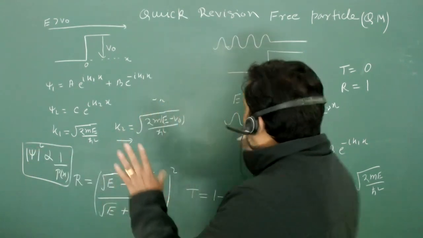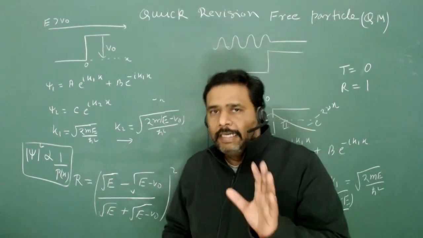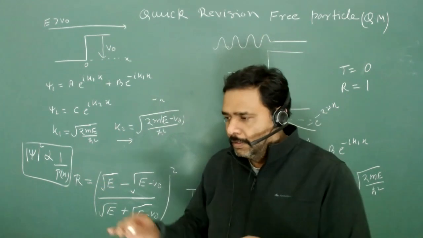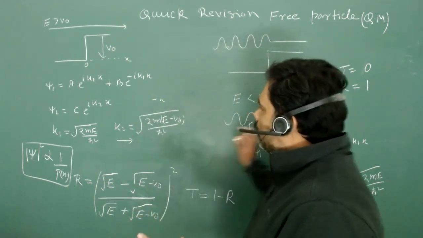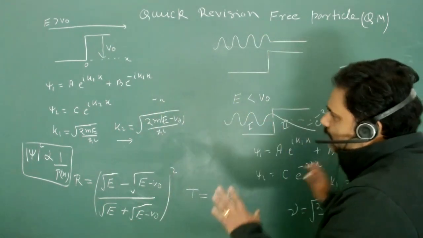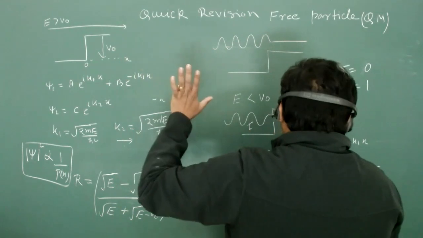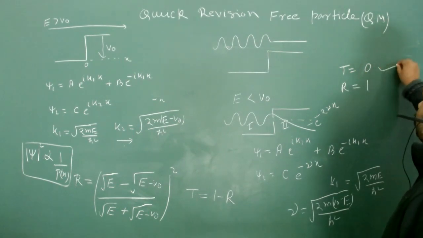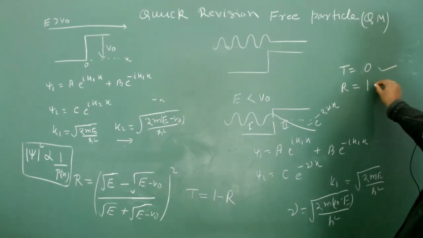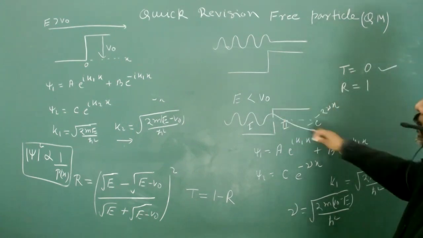So just focus on all this part, do the previous year questions based on this thing, and you will see that more or less questions are coming only from this particular concept. Yes, the reflection coefficient and transmission coefficient for E greater than V naught is very important. And for E less than V naught, you should remember the transmission coefficient is 0 and there is 100% reflection coefficient.